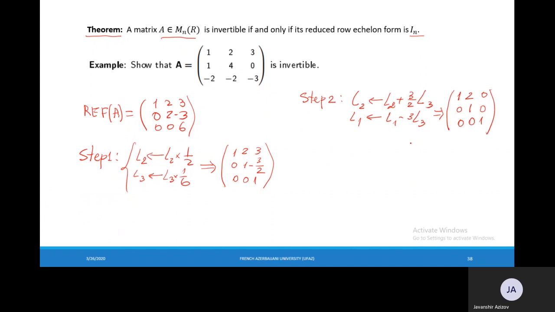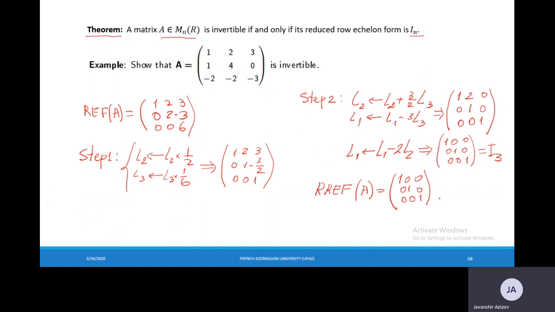Then we cancel 2 in the second column. Therefore, we use this elementary operation. Instead of L1, we write L1 minus 2L2. From here, our matrix will be 1, 0, 0; 0, 1, 0; 0, 0, 1, which is the identity matrix. As you see, the reduced row echelon form of the matrix A will be this matrix. Then, according to this theorem, the matrix A will be invertible. A is invertible.